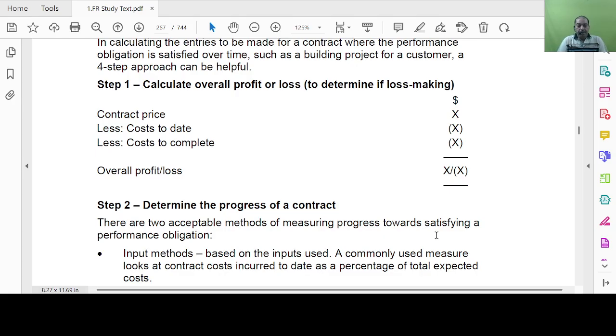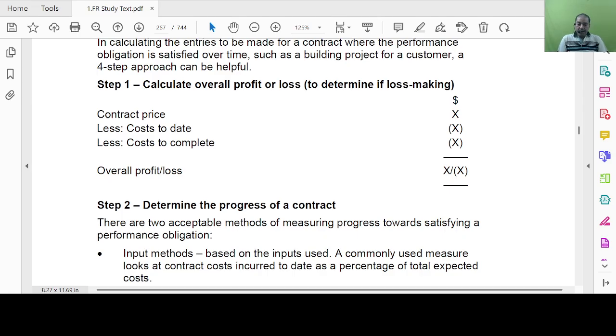I suppose you can see step number 1, calculate overall profit or loss. That means first I have to find out what is the estimated profit or the estimated loss for the contract as a whole on completion. So step number 1 is to calculate the overall profit or loss, meaning on the completion of the contract, what is the estimated profit or loss.